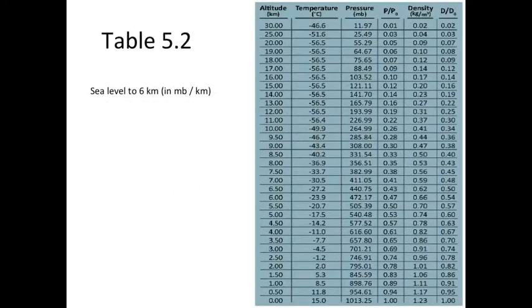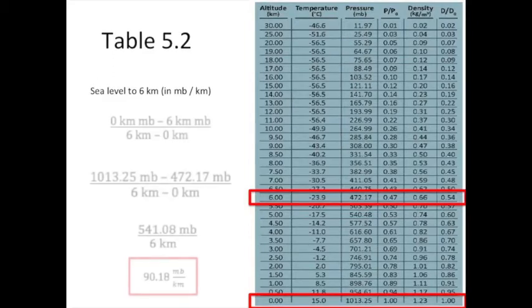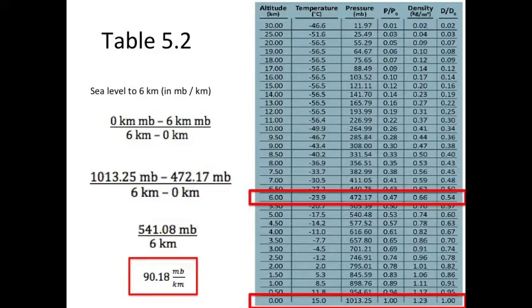So again, for this problem, you'll want to use table 5.2 in your weather studies textbook. On the table, you're going to want to find the pressures at the two altitudes you are given. In this case, 6 kilometers and 0 kilometers for sea level. Next, you'll want to set up your equation. Since you do not want a negative value, you want to subtract the 6 kilometer millibar value from the 0 kilometer millibar value over the difference in height, which is 6 kilometers and 0 kilometers in this case.